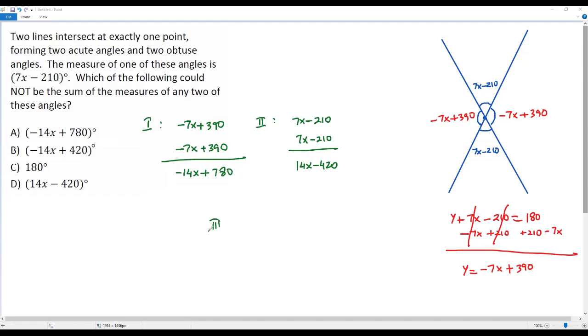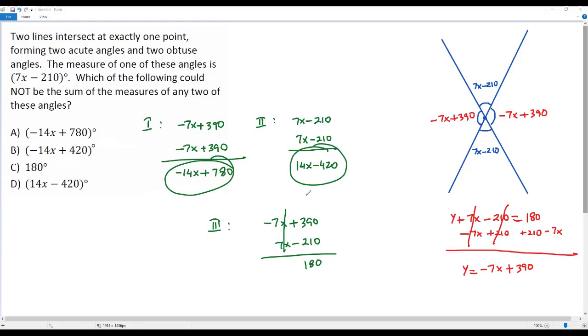Now the third possibility, that is I can take one of these two equal angles and one of these two equal angles, that is -7x + 390 and the other one 7x - 210. Here the -7x and +7x cancel out. When I combine positive 390 and negative 210, I get 180. So these are the three possible results for the sum of two of the four angles.